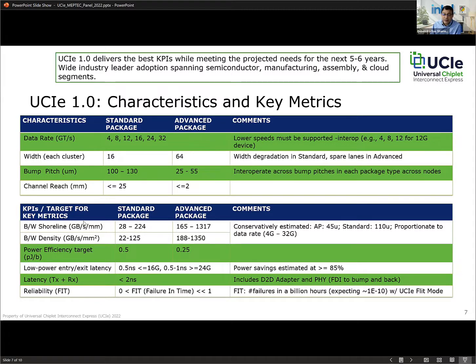Let's look into some of the KPIs. There are two aspects of bandwidth density. One is the linear, and the other one is the area density. And you will see that there is a range of numbers for standard package and advanced package. So for example, if you look at the advanced package, at 45 micron, which is the number we have assumed, at 32 gig, for each segment of 64 lanes, you're getting about 1.35 terabytes per second per square millimeter. Or if you're in the standard package, you're at about 125 gigabytes per second per square millimeter.